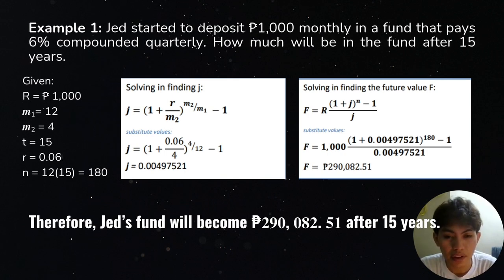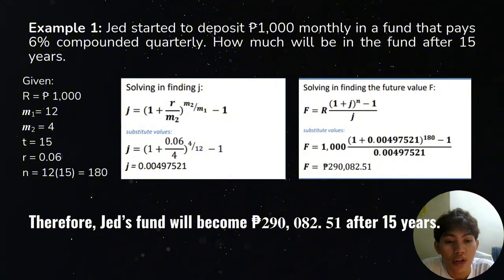To elaborate further on the formula for finding the future value of a general ordinary annuity, we have here an example. The first example is: Jed started to deposit 1,000 pesos monthly in a fund that pays 6% compounded quarterly. How much will be in the fund after 15 years? First, we will find the given values, which are the R, the m sub 1, the m sub 2, the t, the r, and the n.